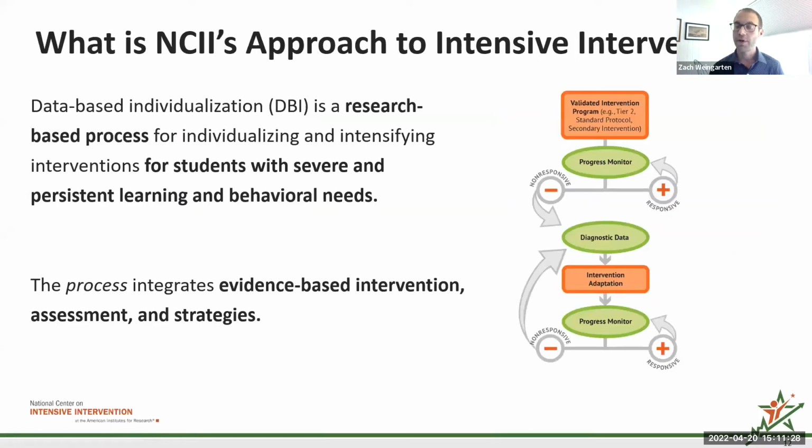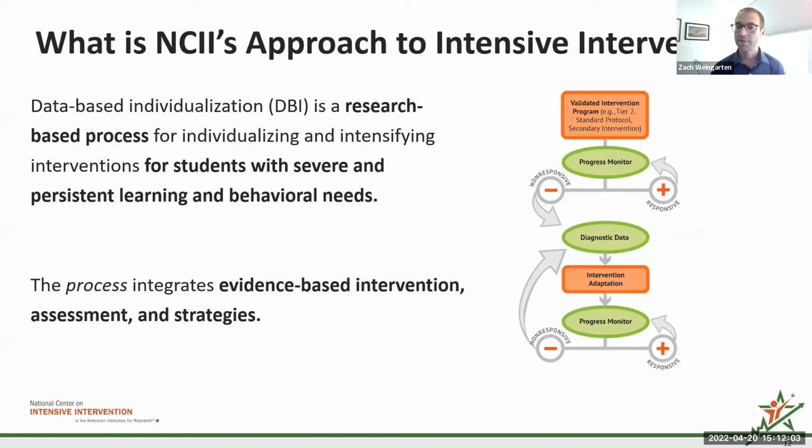So just a little bit more about NCII's approach to intensive intervention. On the slide here, you can see that our approach is data-based individualization. And so DBI is a research-based process for individualizing and intensifying interventions for students with severe and persistent learning and behavior needs. And on the right side of the screen, you can see the DBI graphic, in which we start with that evidence-based or validated intervention program.